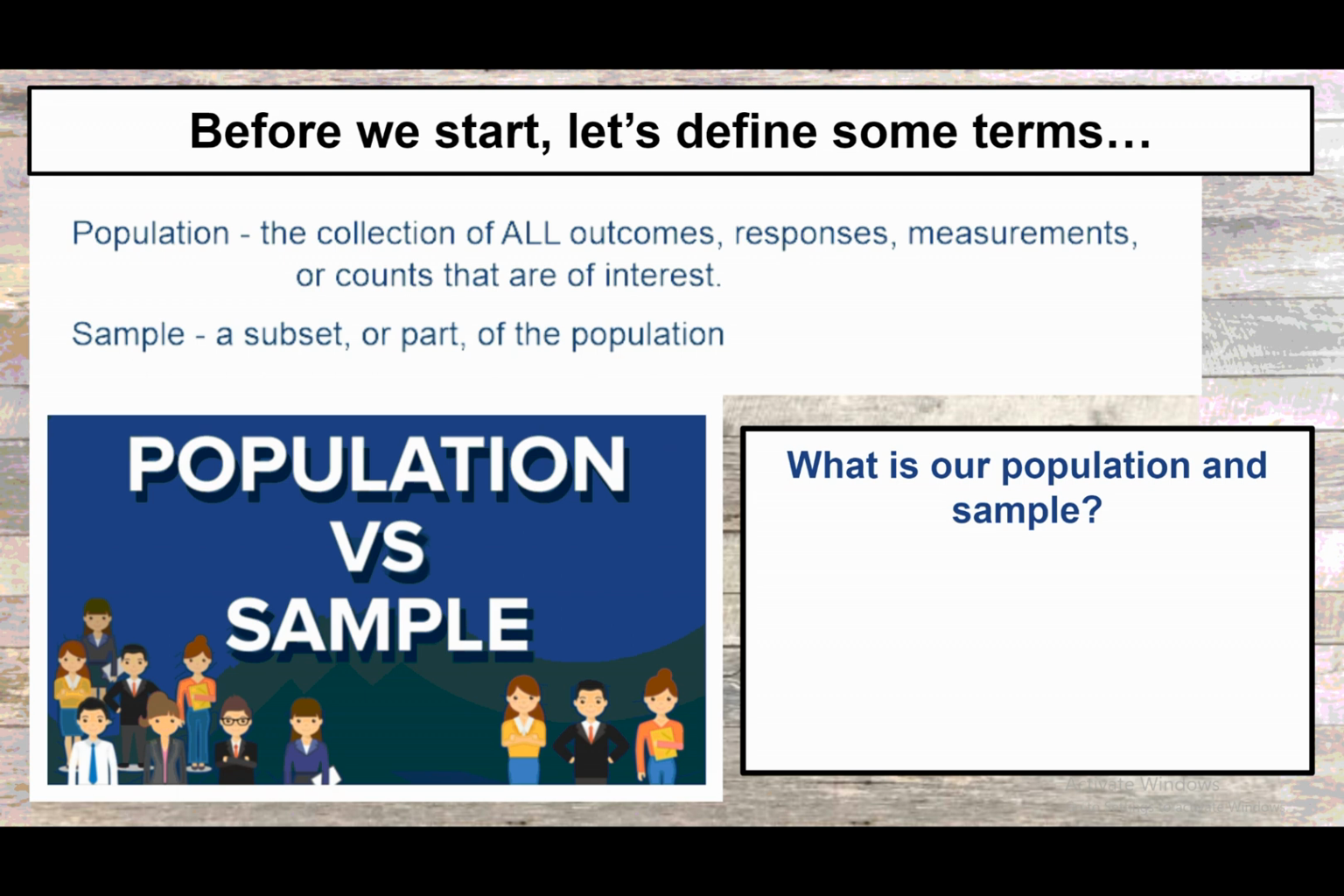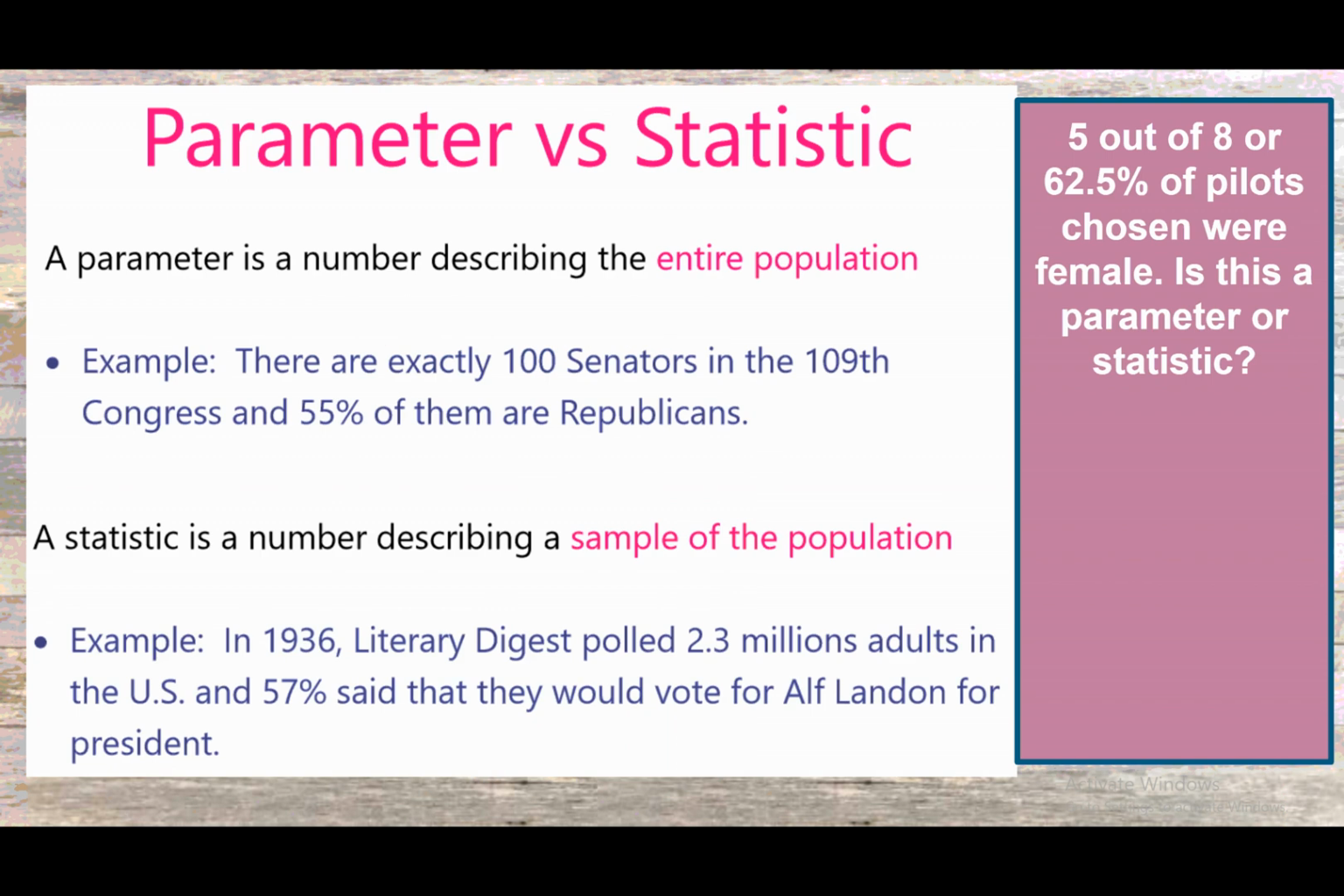Good. The 8 names that were selected to be captains from the lottery. Make sense? Okay, so population is the 25, and then the sample is the 8 that were selected. Then we talk about how we want to eventually use math and numbers to describe populations and samples, and that's where we get parameters and statistics.